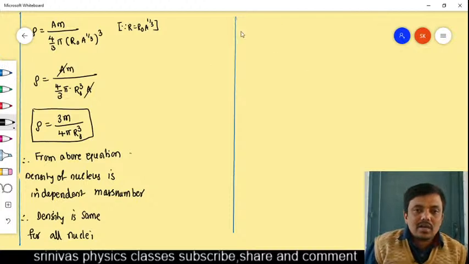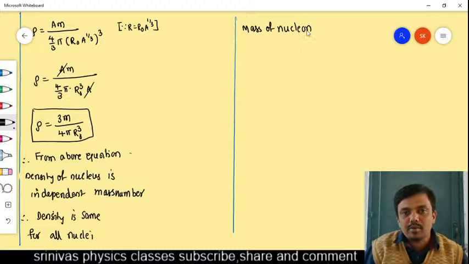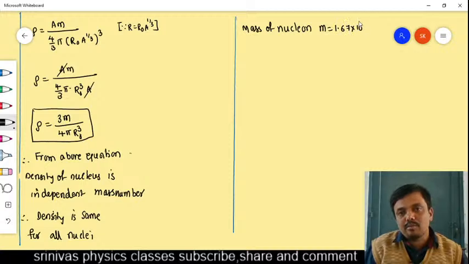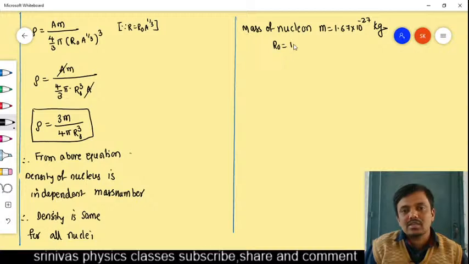Now M is what? Mass of nucleon. Mass of nucleon is nothing but the mass of a proton or a neutron. Its value is 1.67 into 10 to the power of minus 27 kg. And R naught is the constant. What is the value of R naught? Proportionality constant 1.2 Fermi. Fermi means 10 to the power minus 15 meters. You substitute these values in the above equation. Then we get rho is equal to 3M by 4 pi R naught cube.